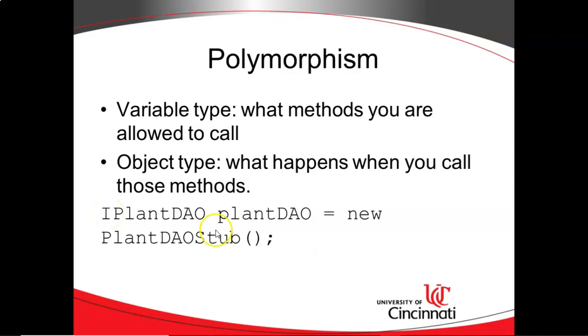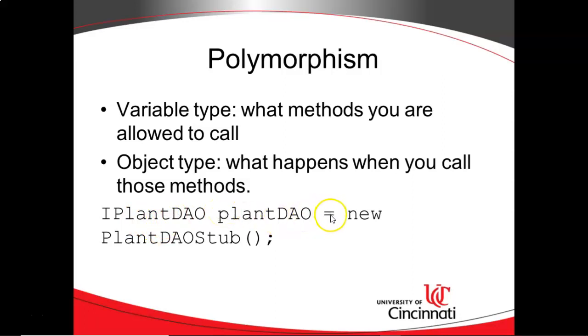In other words, take a look at this bottom line here. If you see IPlantDAO, if you just stop there, that's declaring a variable. Declaring a variable is like paving a parking space. You're making it available, but you're not putting anything in there. The variable type is the interface IPlantDAO, while the variable name is plantDAO.